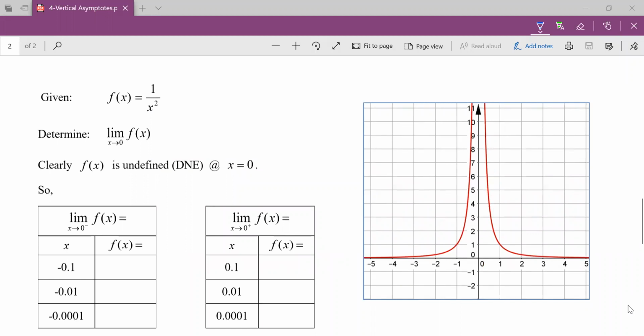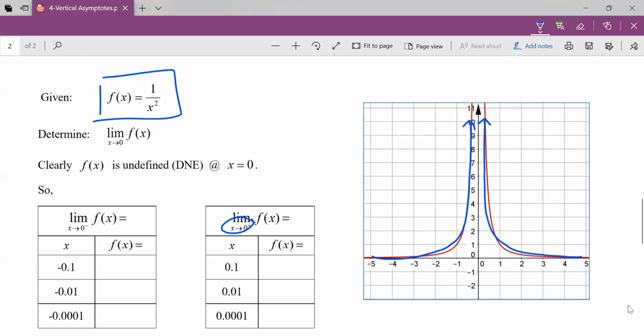So here we are looking at the function f of x is equal to 1 over x squared, and the graph is to the right. We want to determine the limit as x approaches 0. Let's again look at limits from the left-hand side and the right-hand side. As we approach from the left, our y values are going to grow without bound. And as we approach from the right, our y values also grow without bound as they approach x equals 0.